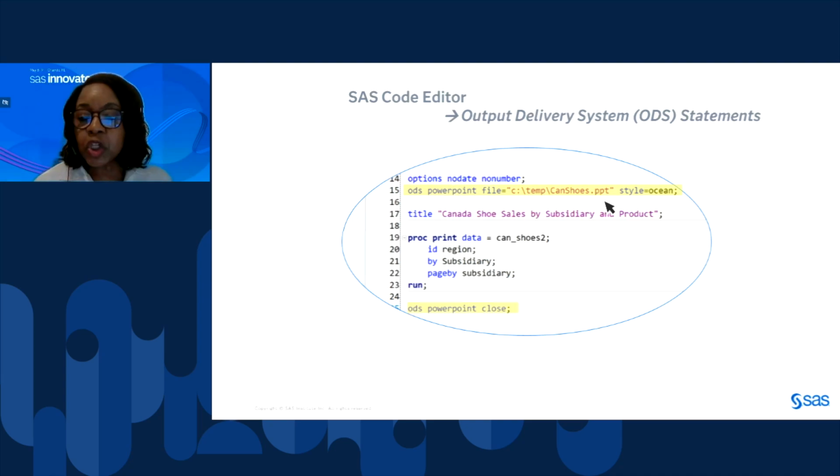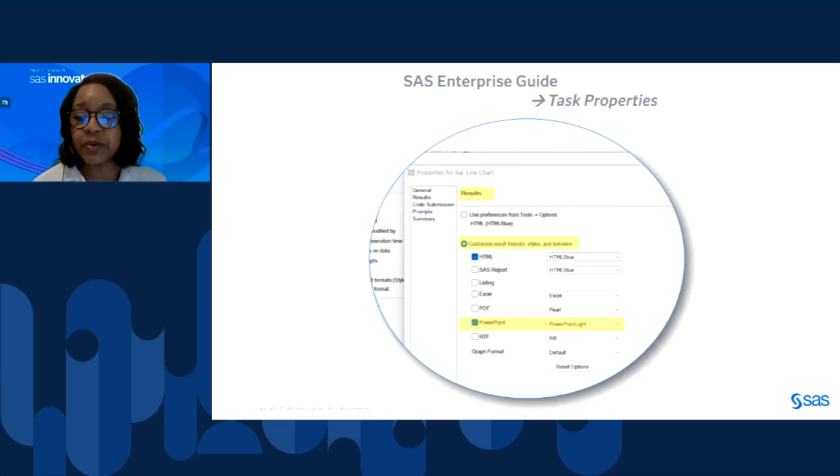Then you want to close off your ODS destination with a simple ODS PowerPoint close. It's important that you close off the destination because this ODS system is very resource intensive. If you don't close it off, anything you create after you open it will always be created in PowerPoint. Unless that's your intention, I highly recommend that you always close off so you're not consuming unnecessary resources. So that's it. Really straightforward statements that you can use anywhere, and you always put them around your procedure results that you want output to PowerPoint.